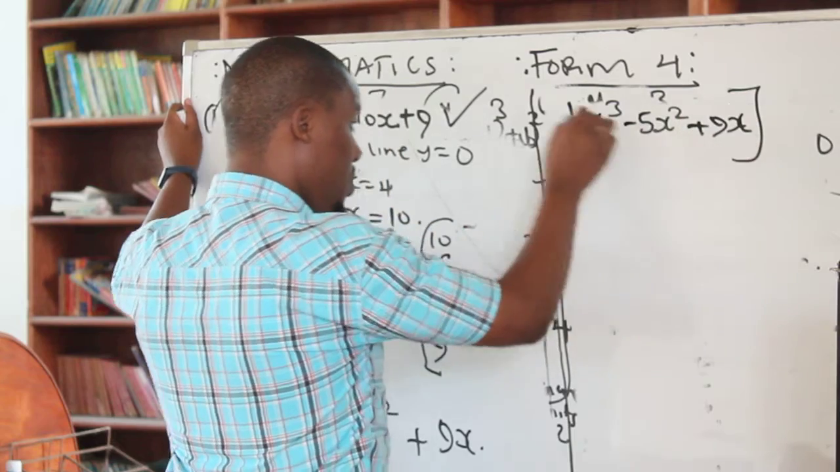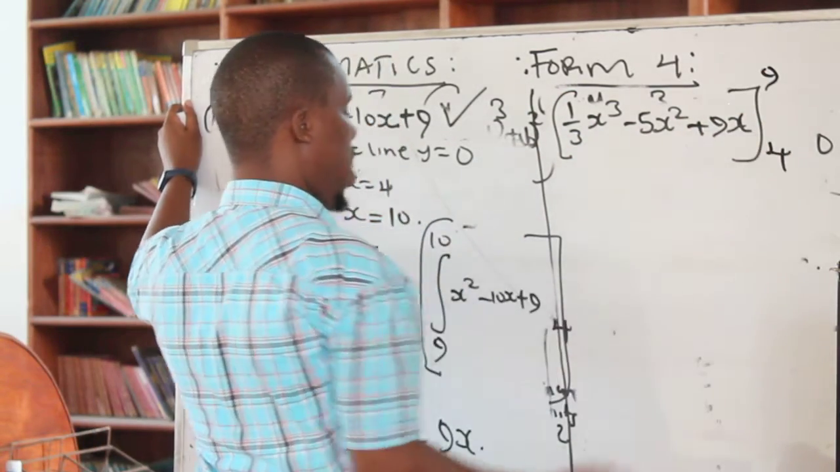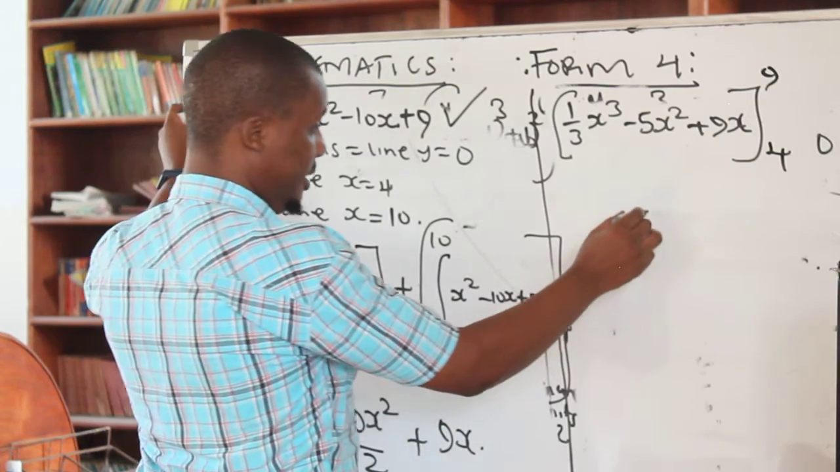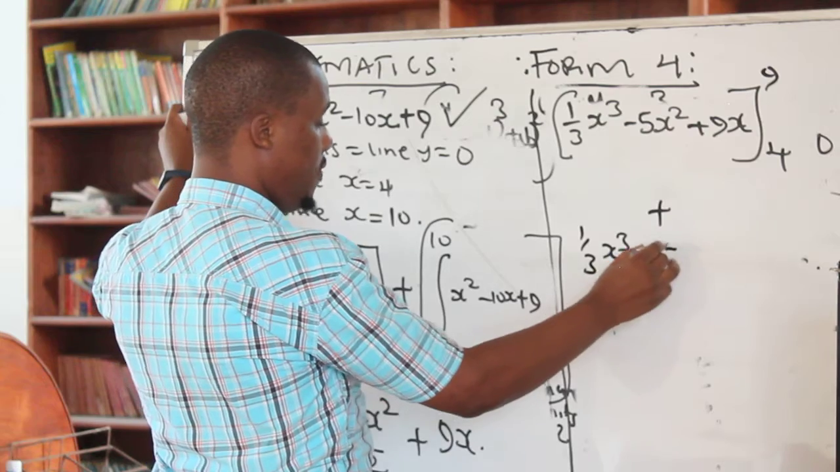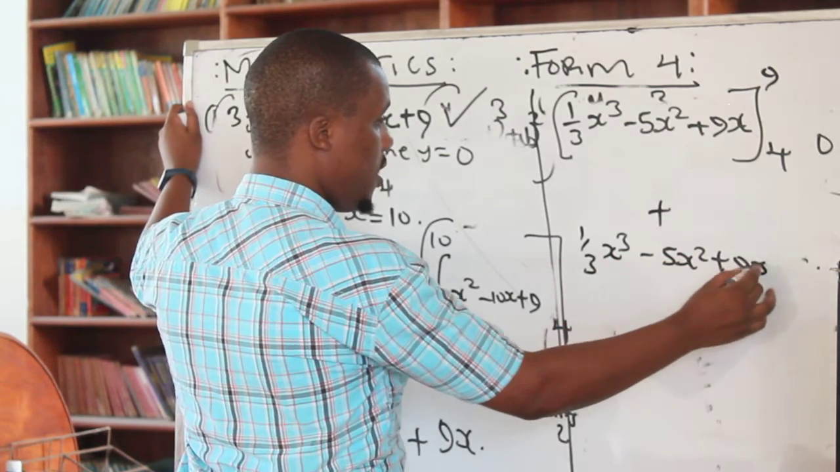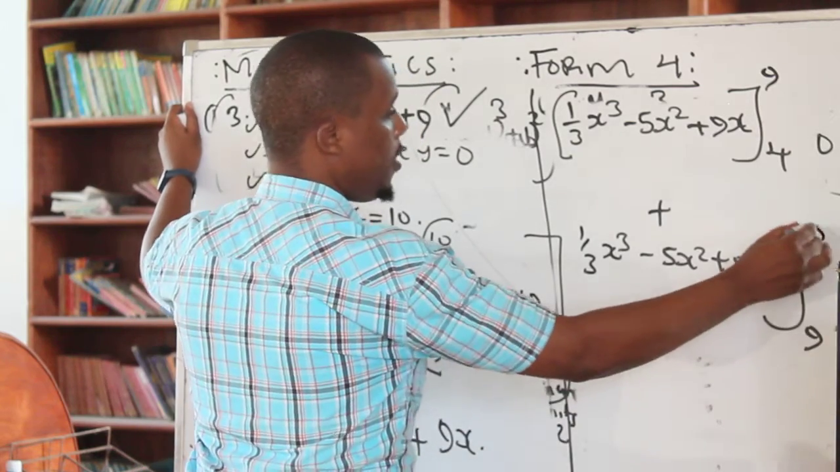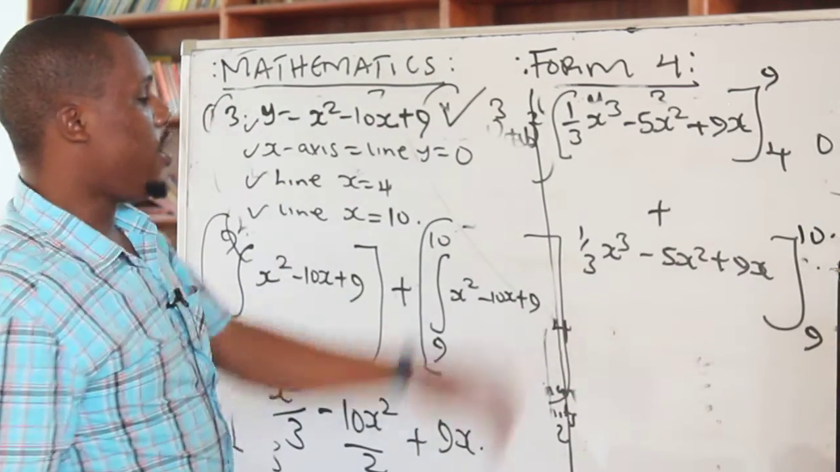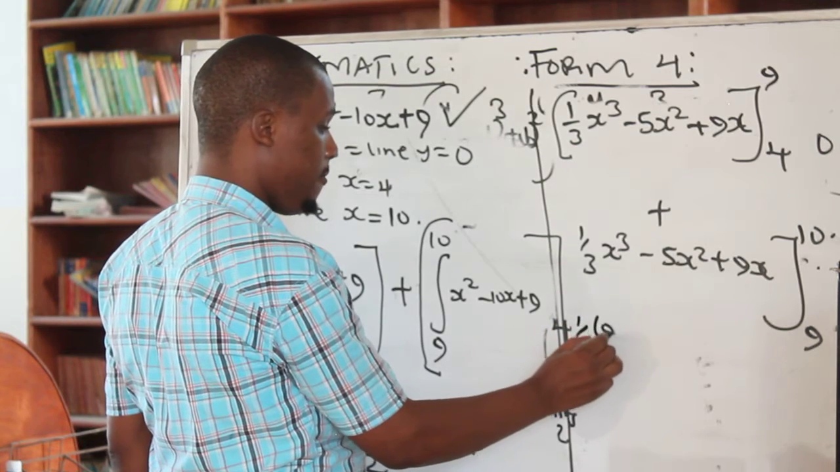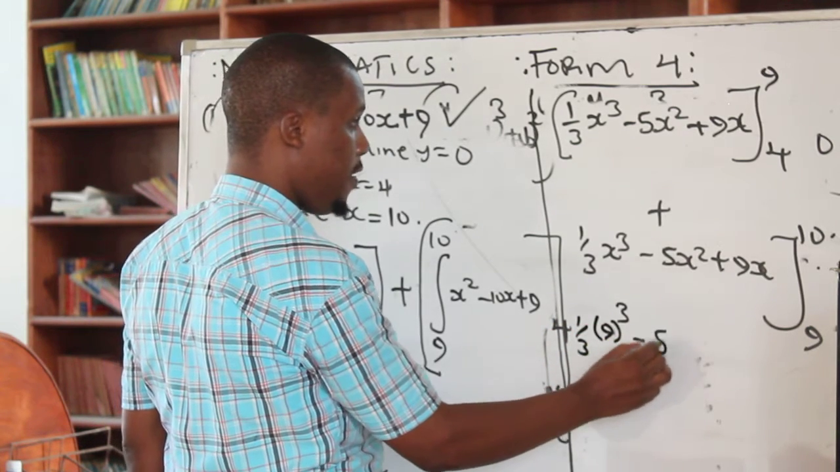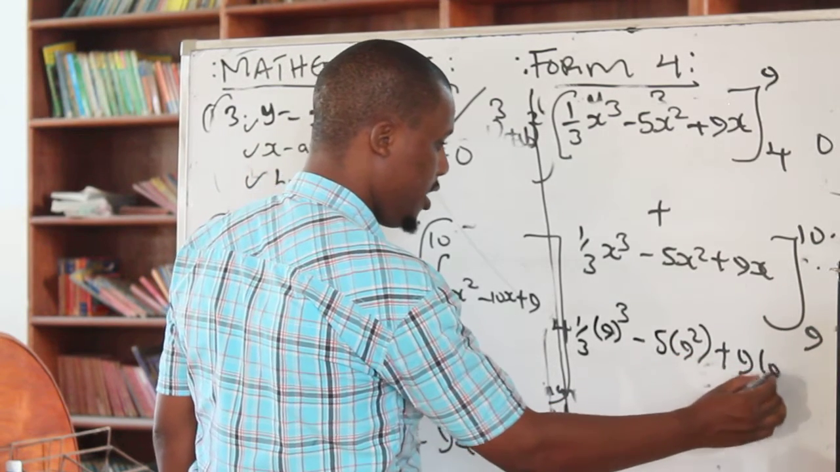So this one we substitute the first limit, that is from 9 to 4. Then from there we add the same again, 1 over 3 x cubed minus 5x squared plus 9x. Then this one is going to be from 9 to 10. So this means we start with 1 over 3. Then this is 9 cubed minus 5 times 9 squared plus 9 times 9.